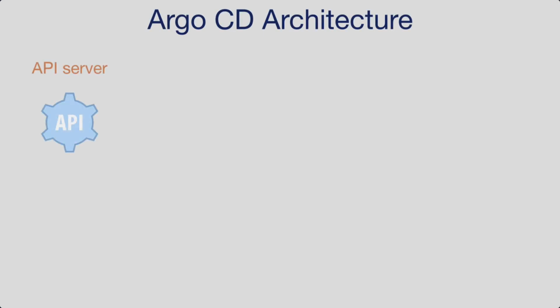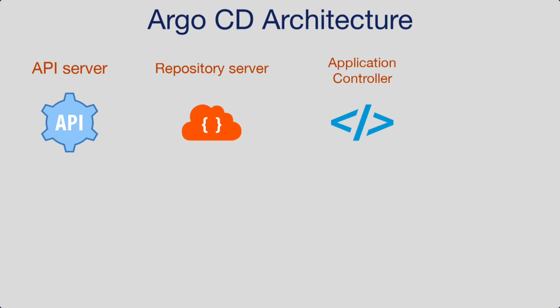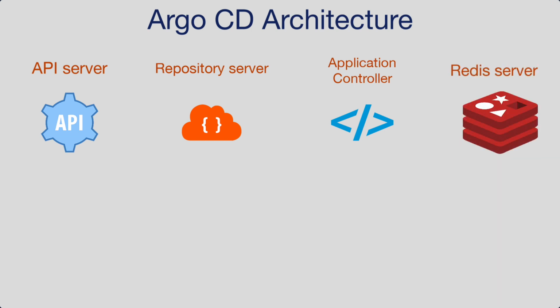Argo CD architecture consists of several components that work together to provide a complete solution for continuous delivery in Kubernetes. We have an API server, a repository server, an application controller, and a Redis server. The Argo CD API server is the central component of the Argo CD architecture. It is responsible for processing API requests from users, interacting with the Kubernetes API server to deploy and manage applications. It is also responsible for monitoring the state of the cluster. The API server is built on top of the Kubernetes API server and uses Kubernetes RBAC for authentication and authorization.